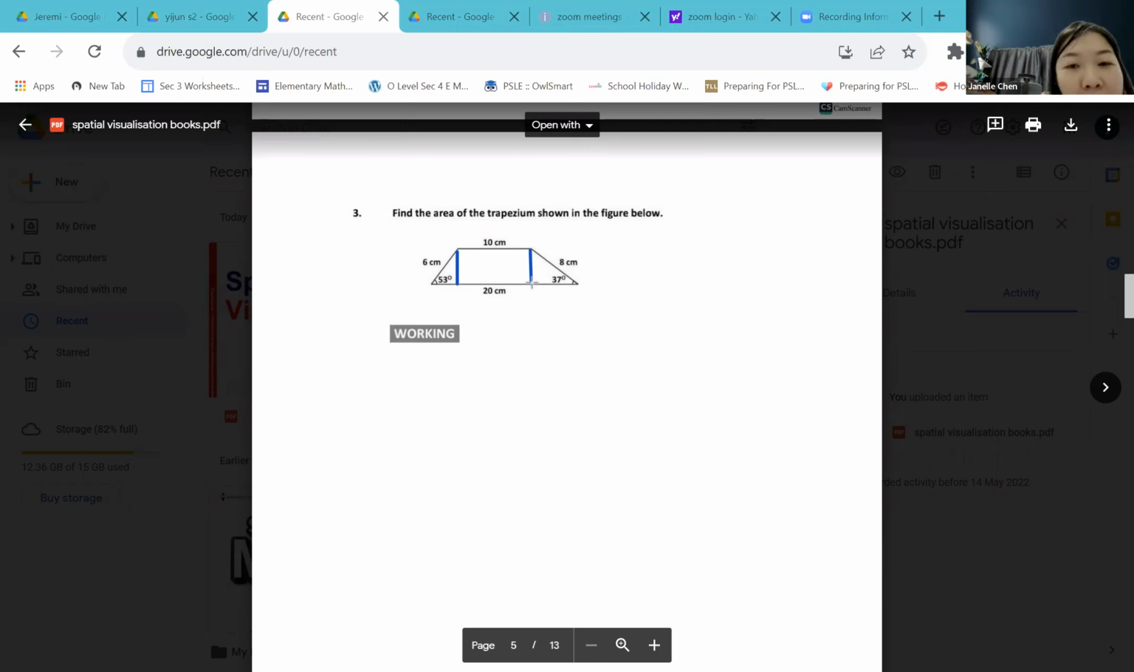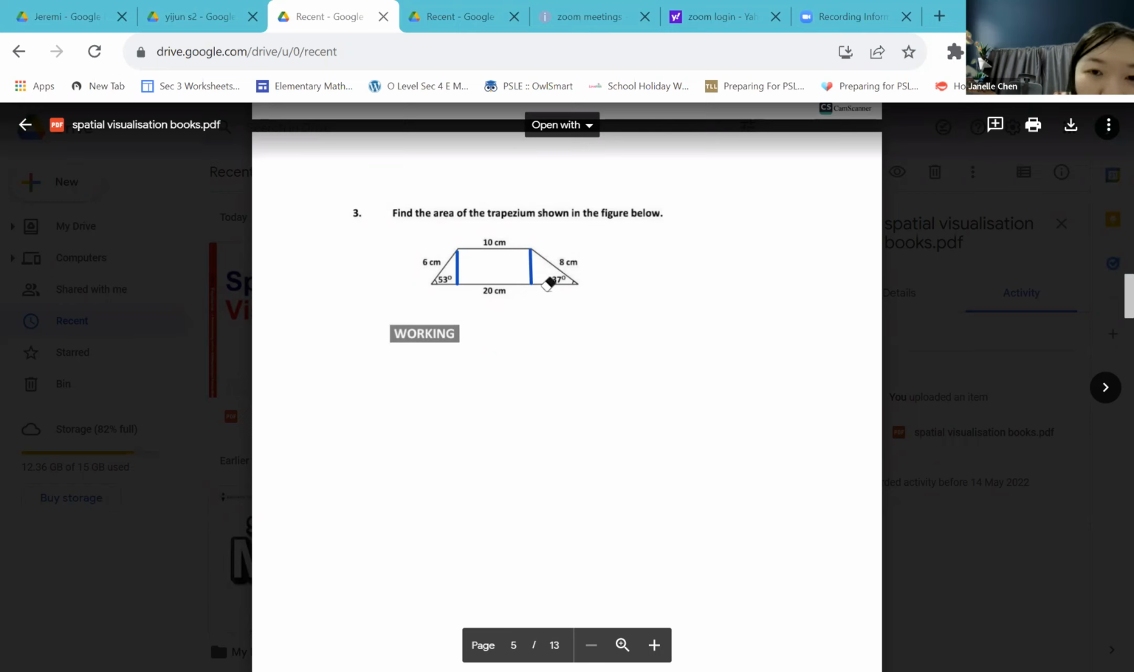It works also, but there's one thing about this question that makes it harder. That is, we actually do not have this part here. So it makes everything harder, because even if you know the formula for finding the area of a trapezium, you will still not be able to find it, because you need the height in the formula. Or if you want to find the rectangle and the 2 triangles and add them up together, you're not able to do so because we are missing the height.